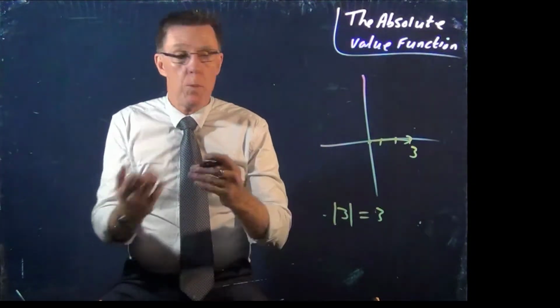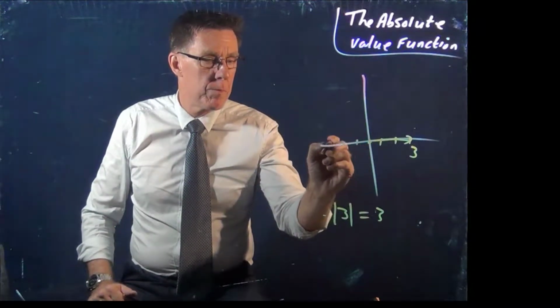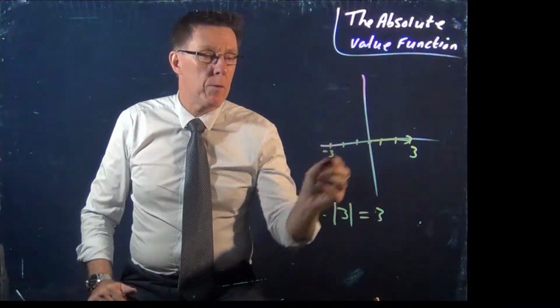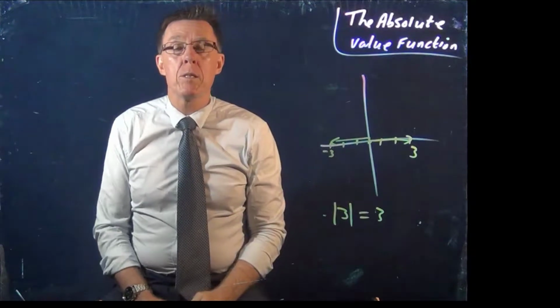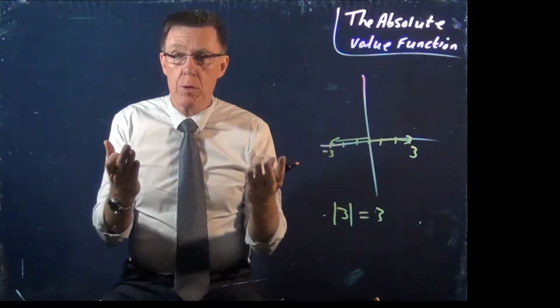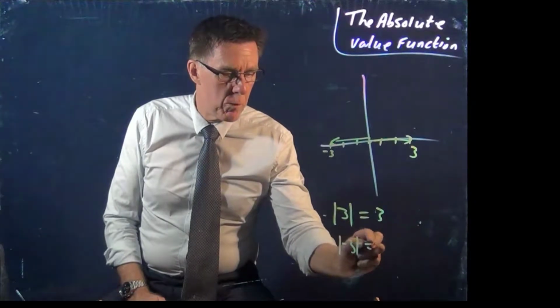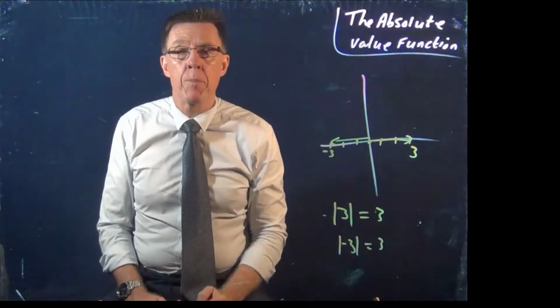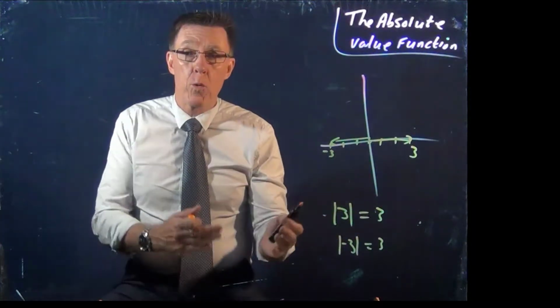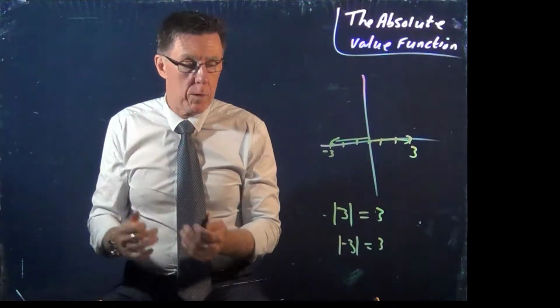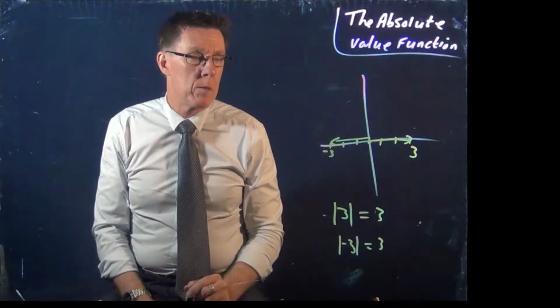But if I travel in the opposite direction, to -3, what's that distance? It's still 3 units. It's just going in the opposite way. So we talk about the absolute value of -3 being 3. We just ignore the direction. We don't care what direction it's traveling. We're just interested in how long the line is.